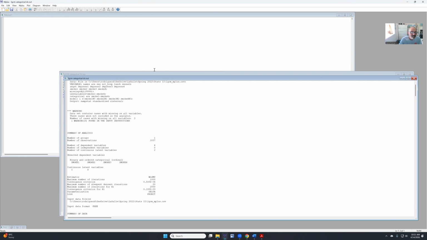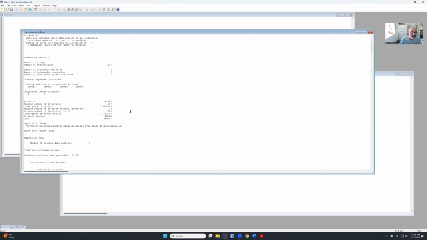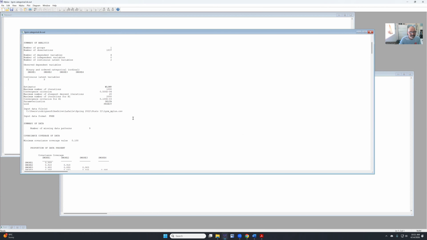Okie dokie. 1837. So it uses a weighted least squares, I think it's maximum likelihood method. I can't remember what the WLSMV exactly stands for, but it changes it, right? It changes it with delta parameterization, right?